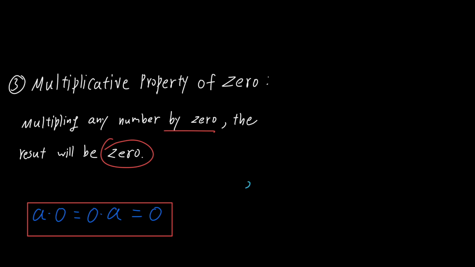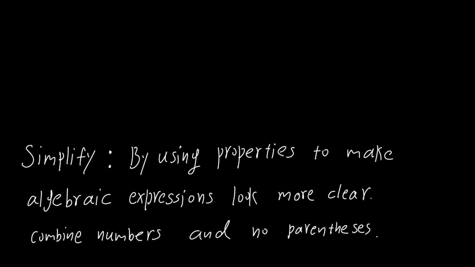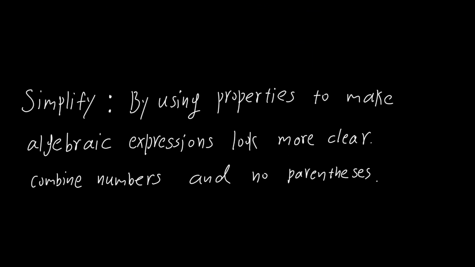For example, 0 times 127 is still 0. Doesn't matter how large the number you multiply by. But I want to remind you guys that this concept is really, really important. You're going to see this throughout your algebra classes in the next few semesters, maybe 2 or 3 semesters. This is really important, and you guys gotta pay some attention to it.